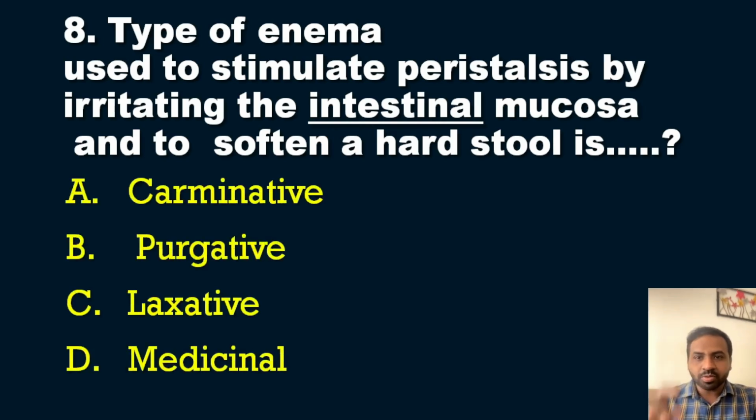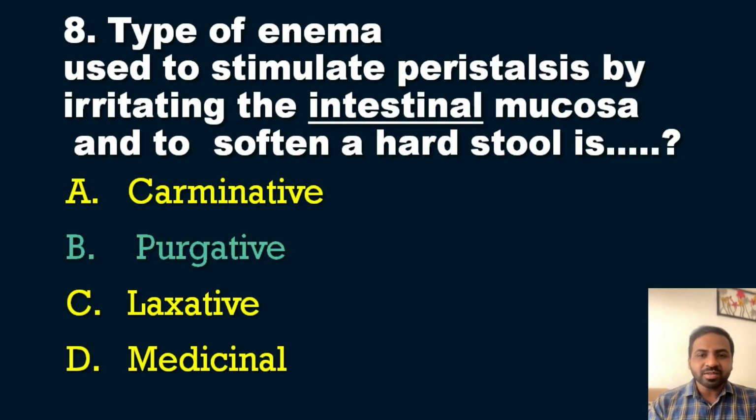Here come the options for you. The first option is carminative enema. Option B is purgative enema. Option C, laxative enema. And the final option D, medicinal enema. It's a very simple question. The question is a little long, but it's very simple. So answer the question: which is the type of enema we have asked about?